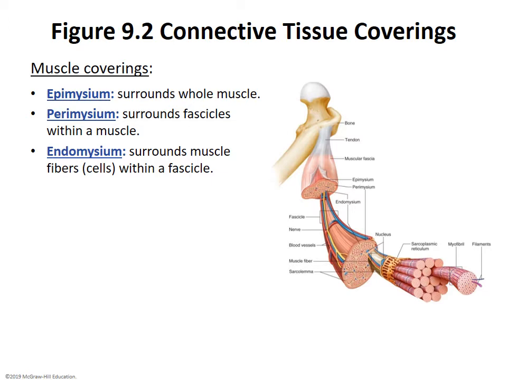Epimyosin surrounds the whole muscle. Inside the whole muscle, there are bundles called fascicles. They're surrounded by perimyosin. Inside those fascicles are muscle cells, which are also called muscle fibers, and they're surrounded by endomyosin.